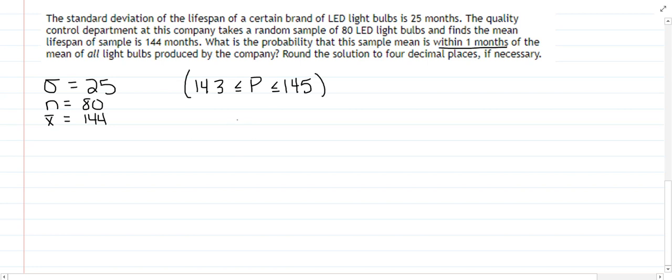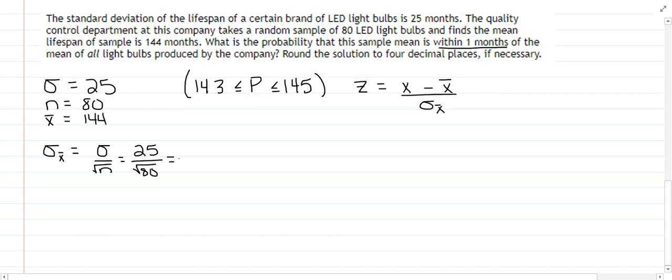So in order to do that, we need to use this formula. We need to normalize these scores, put them on the normal curve. So we want to use the z-score formula where we have x minus x bar over the standard deviation of x bar. We need to get that standard deviation of x bar, which is given to me as the standard deviation of the population over the square root of our sample size. So that is 25 over the square root of 80.